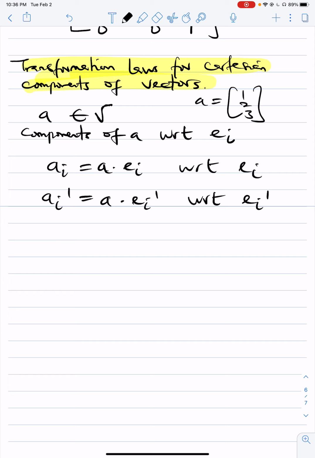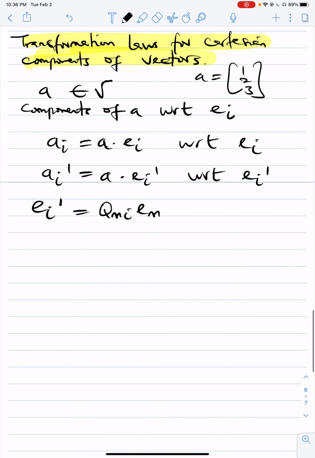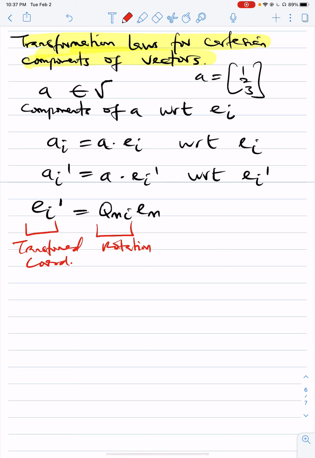Also, if you look at this, EI prime equals QMI EM, right? This is already transformed. This is a transformed coordinate system, or a new coordinate system, right? This is a rotation tensor, and this is the original.